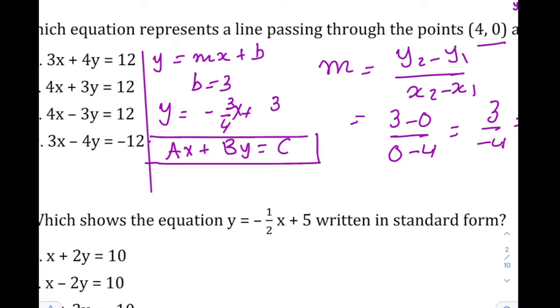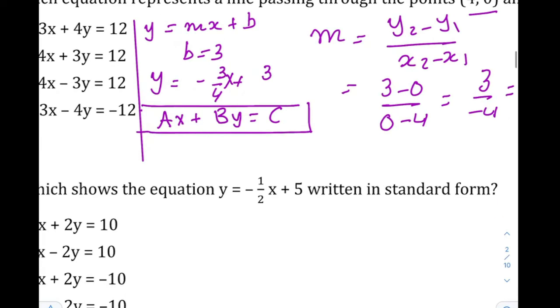a, b, and c must be integers. There must not be any common factor between them. No common factor should exist between them, and it should be ordered this way. So what shall I do?